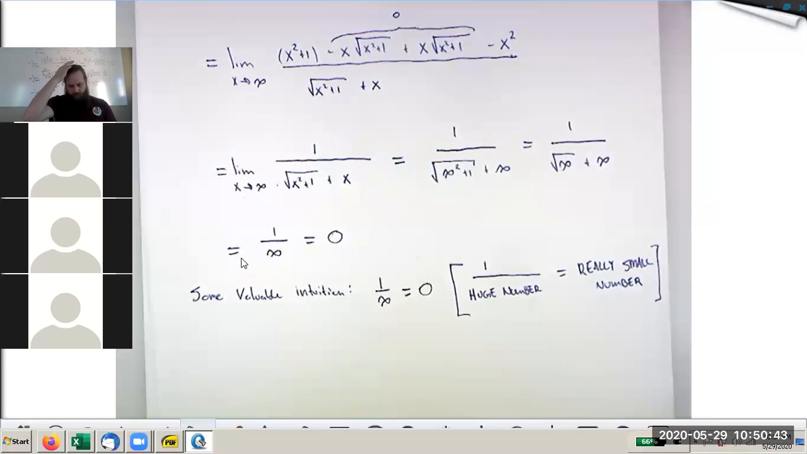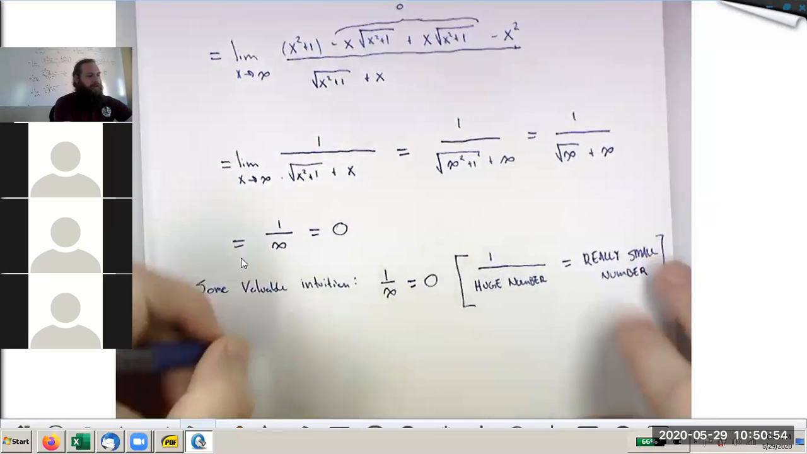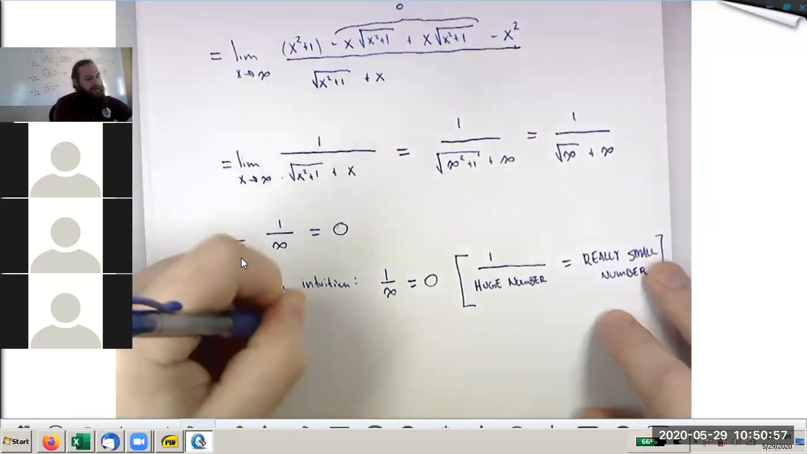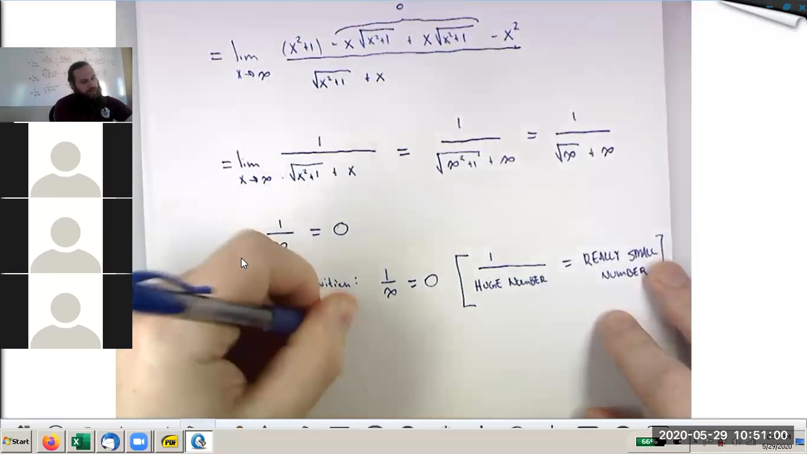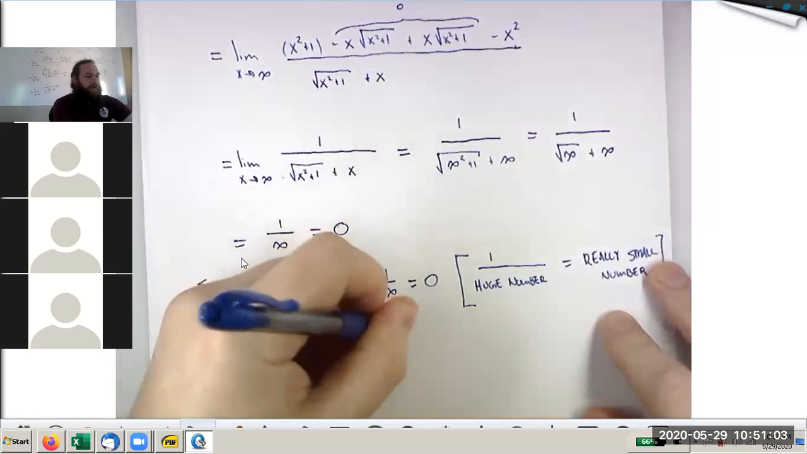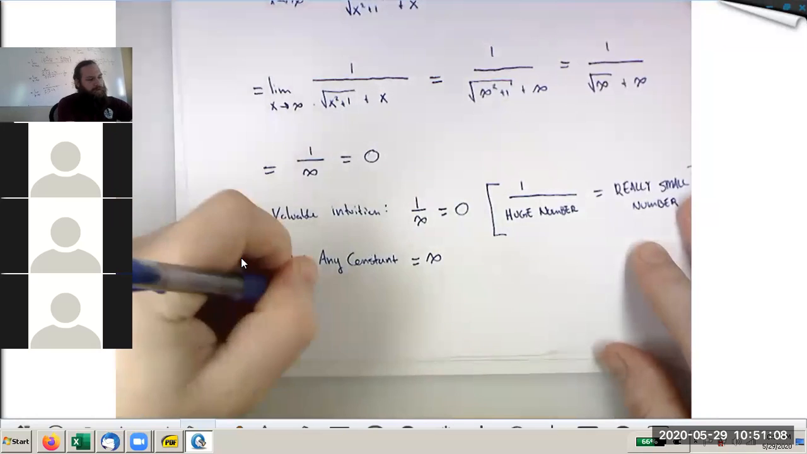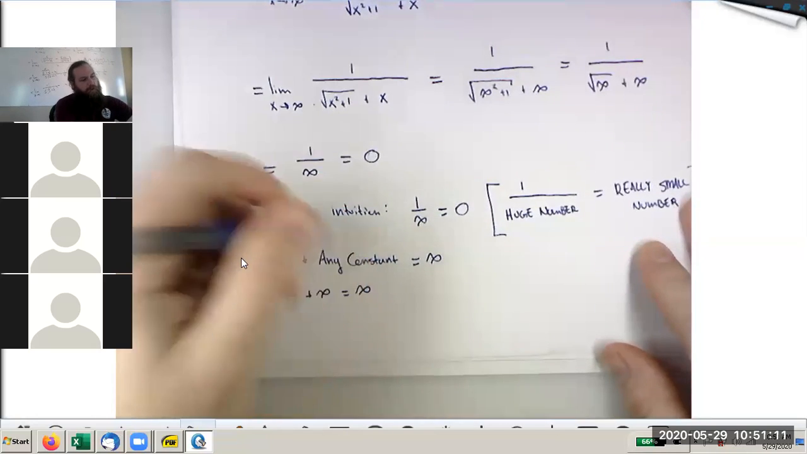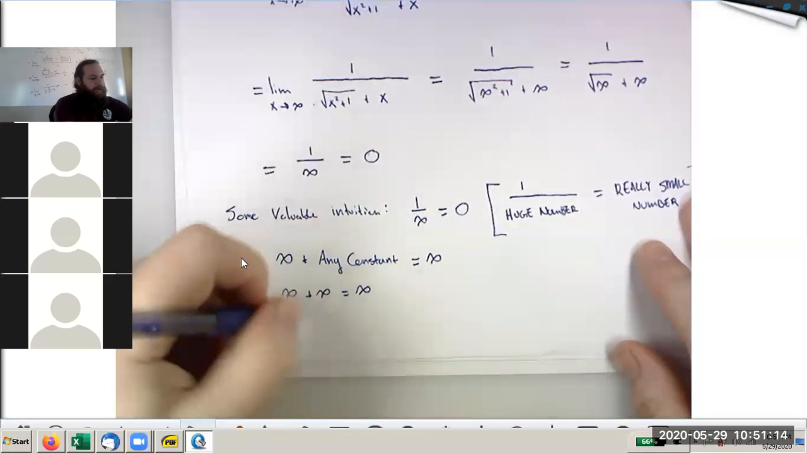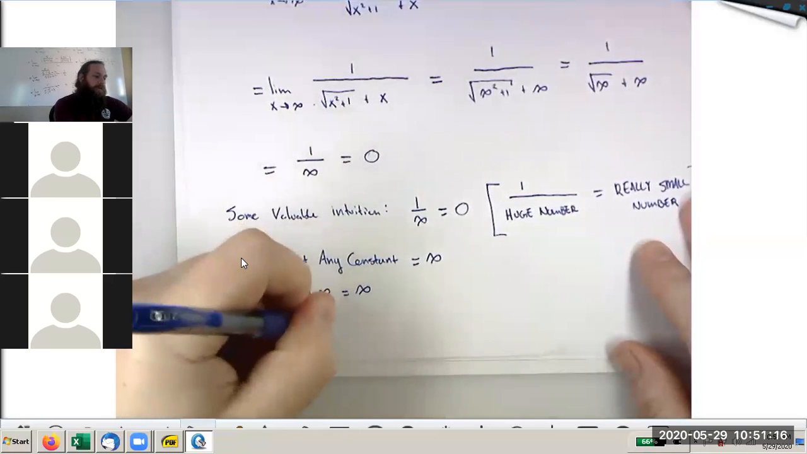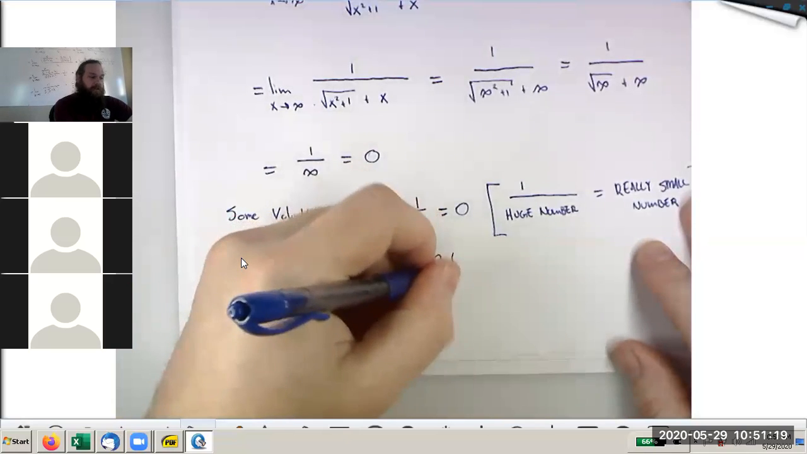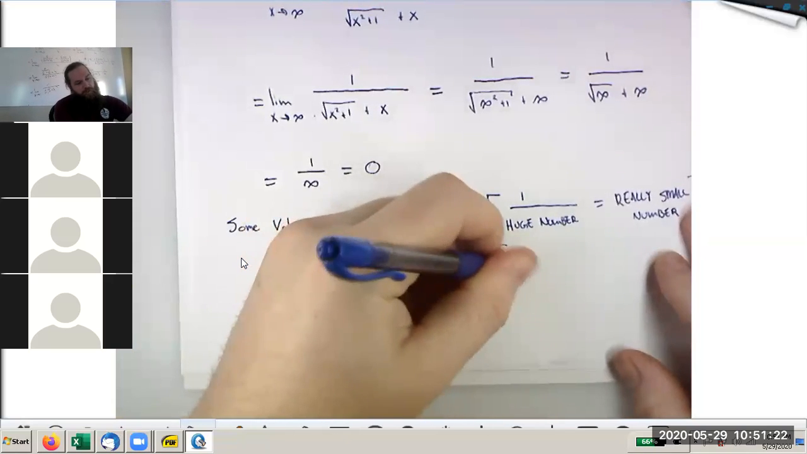Yeah, Aubrey? What if it was infinity squared plus a different number instead of 1? Yeah, so infinity plus any constant, still infinity. Infinity plus infinity, still infinity. What about infinity minus infinity? Infinity minus infinity is trouble. Got it.